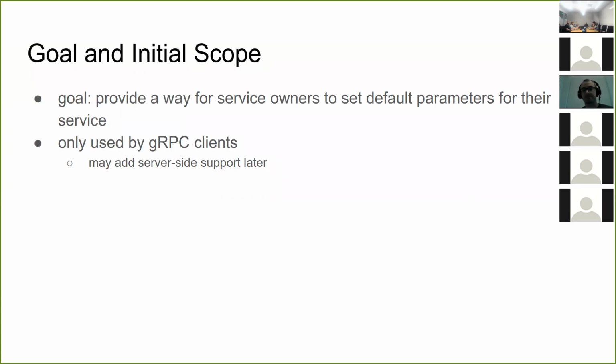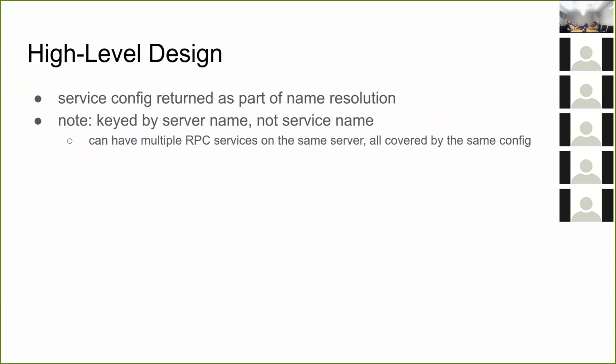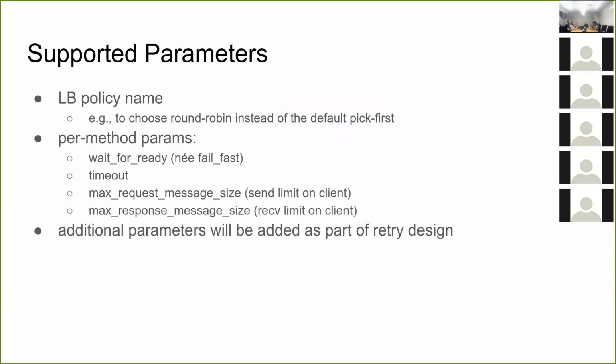The goal of the ServiceConfig is to provide a way for service owners to set default parameters for their service. So if you have a server, a service that you're providing, and you want to publish defaults for all of your clients to automatically pick up, this is a way to do it. We've talked about maybe adding support for server-side stuff later, but right now it's client-side only. The ServiceConfig is returned to the client as part of name resolution, so it's keyed by the server name, not the service name. So if you have an RPC server that has multiple RPC services, they would all be configured through the same ServiceConfig.